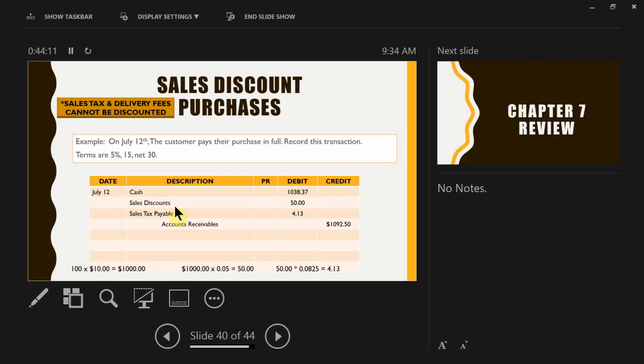But for them to pay me, with the discount and the tax, I basically took my $1092.50, subtracted out the $54.13 to get me a grand total of $1038.37. That's how much cash I should be receiving from this customer.